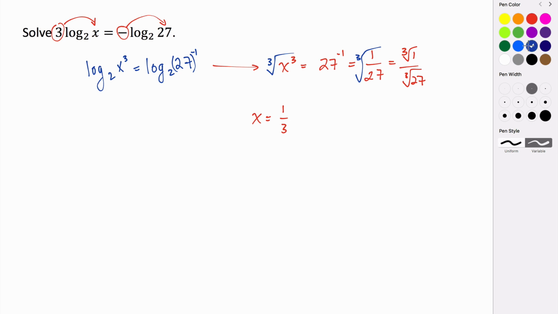Now, anytime you get an answer to a log equation, you need to make sure that your answer is valid. If you recall, the argument of a log must be positive. So you need to make sure that when you take the value that you got as a result and plug it back into your log equation, it keeps your argument positive. So 1/3 plugged back in is positive, so this does in fact work.